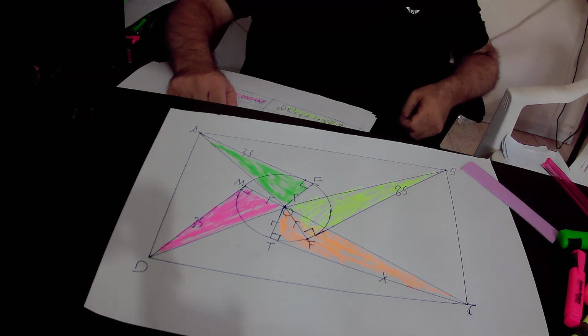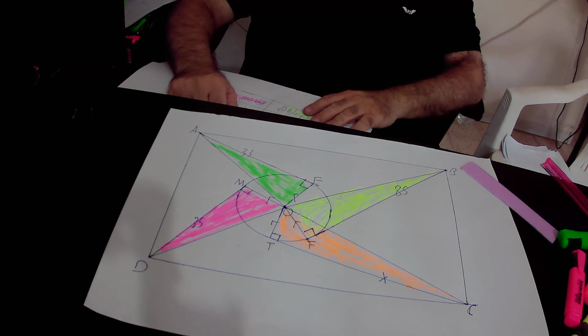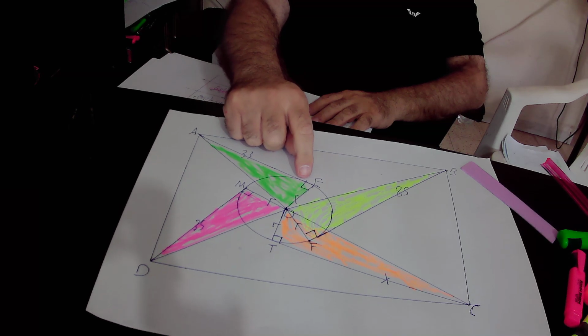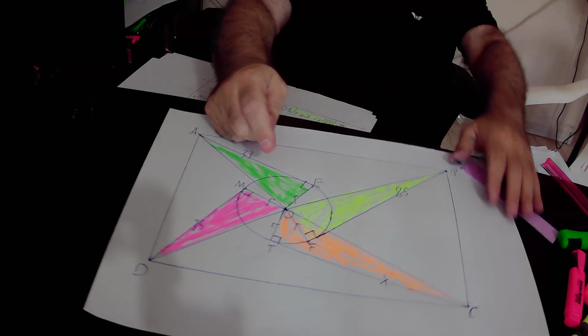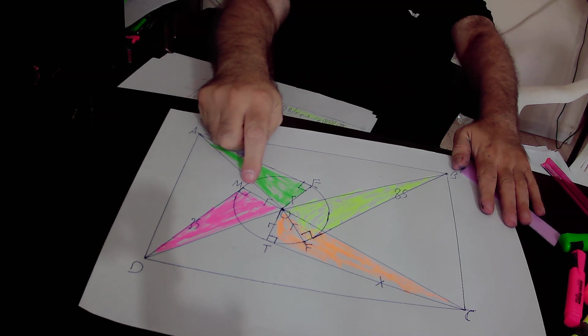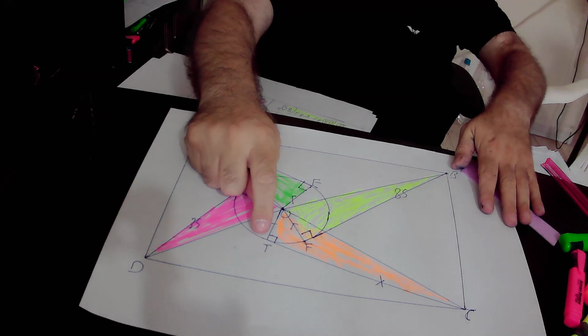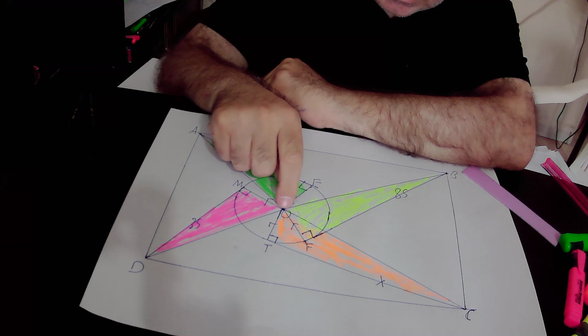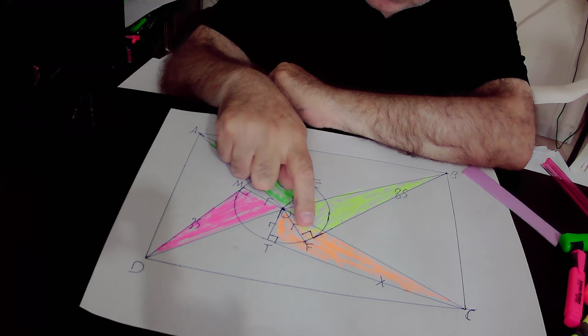So here we know that the radius OE is drawn to the point of tangency, therefore this angle equals 90 degrees according to rule number 1. The radius OM is drawn to the point of tangency, therefore this angle also equals 90 degrees. The radius OT is also drawn to the point of tangency, therefore this angle equals 90 degrees. And the radius OF is drawn to the point of tangency, therefore this angle equals 90 degrees.